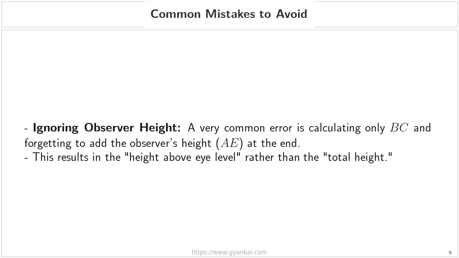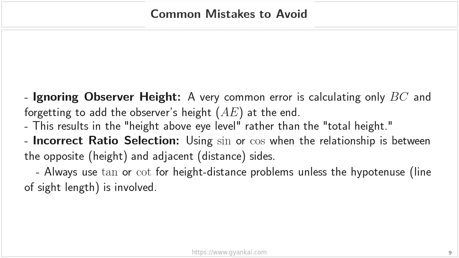Second, be very careful with your ratio selection. I have seen many students mistakenly use sine or cosine. Remember, in our modeling process, we are usually dealing with the relationship between the opposite side, which is the partial height, and the adjacent side, which is the horizontal distance. Because of this, tangent or its reciprocal, cotangent, are almost always your best tools. Only switch to sine or cosine if the problem specifically provides or asks for the length of the hypotenuse, which is the actual line of sight.